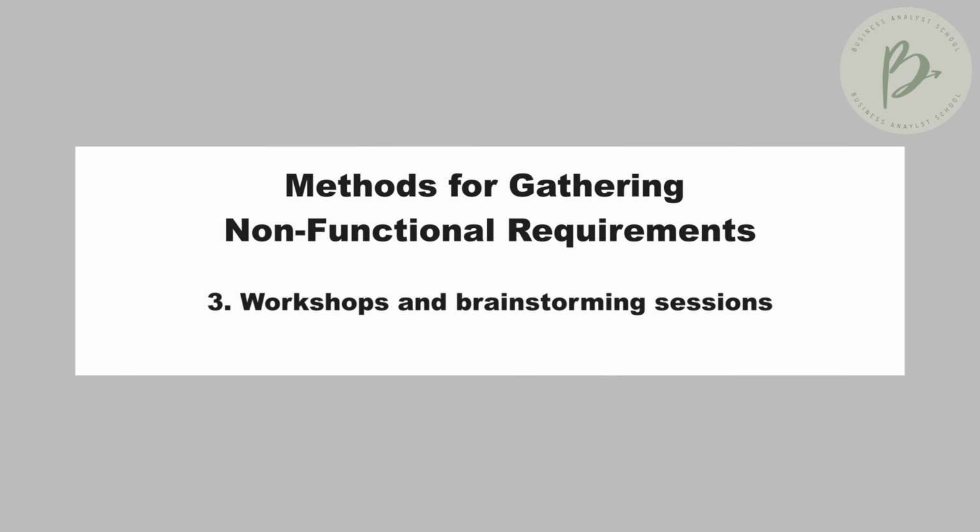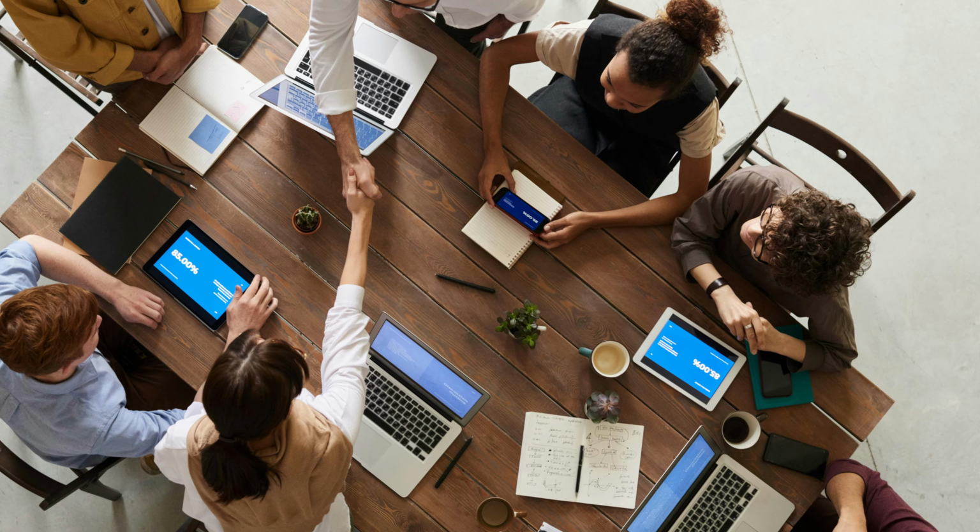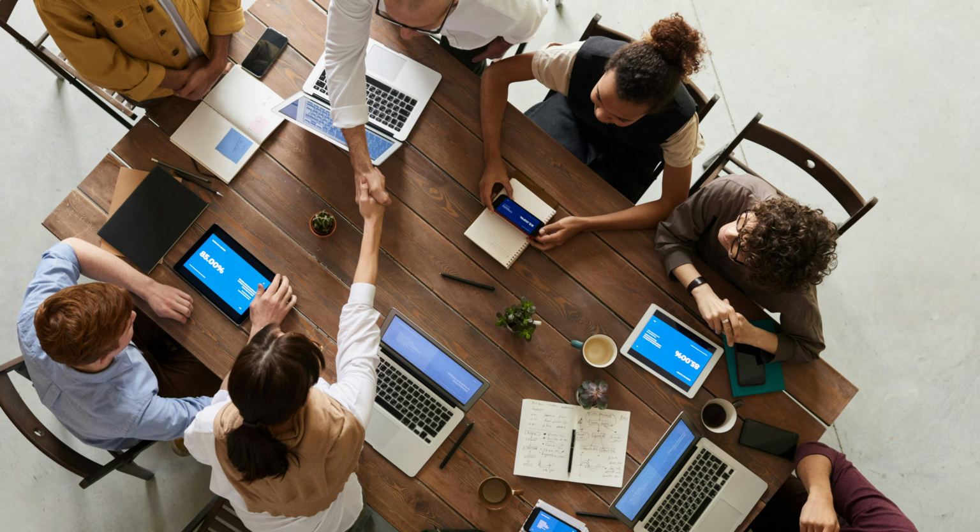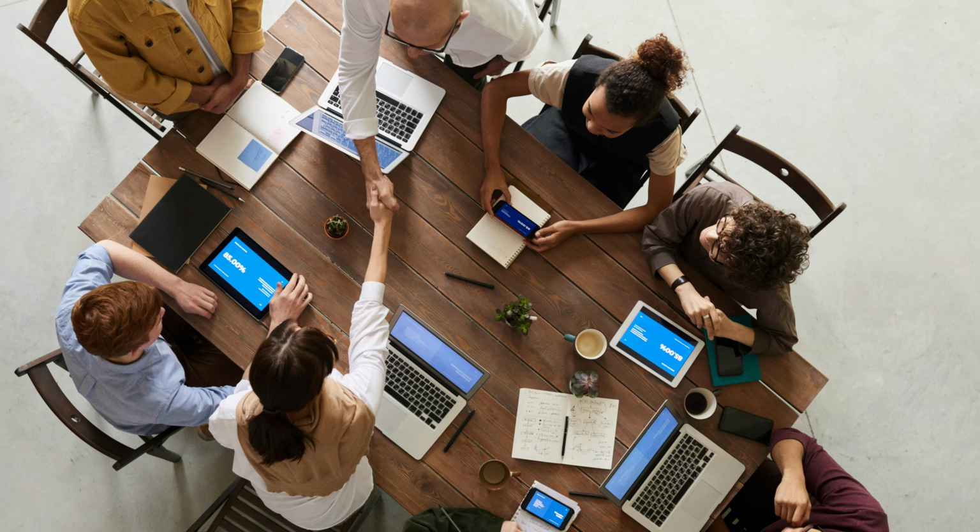The third method is workshops and brainstorming sessions. With workshops and brainstorming sessions, you're bringing the stakeholders together to help you identify the NFRs as they discuss and brainstorm their needs and expectations. So for instance, in a workshop, the stakeholders can express the need for data encryption for user privacy. So that's one critical security NFR. That's one example.